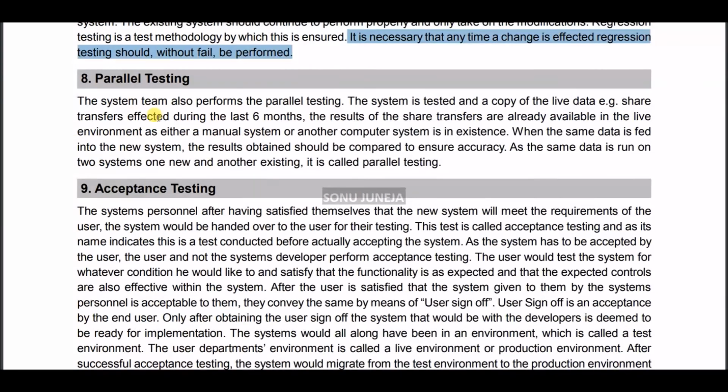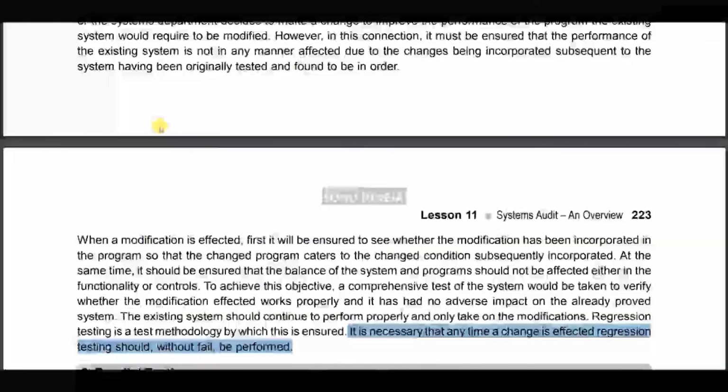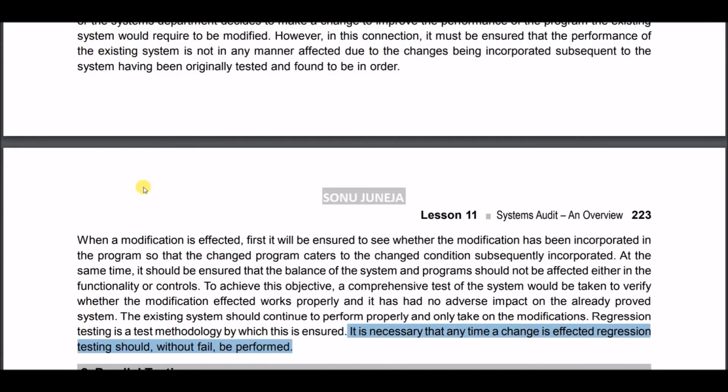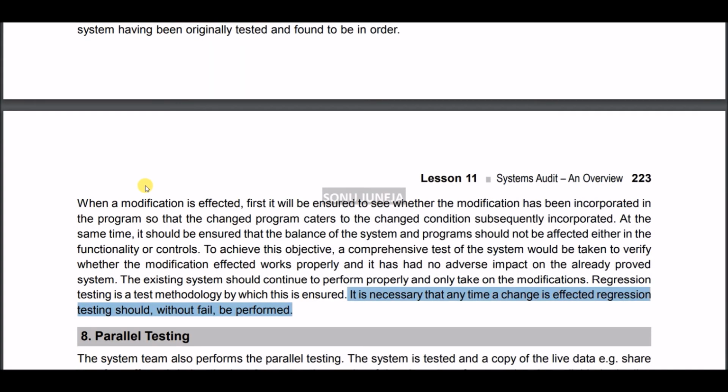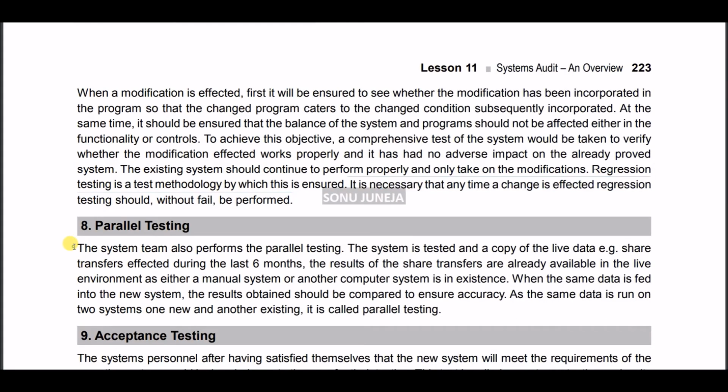Regression done, then you have the parallel testing. So changes incorporated, then after incorporating you have to run it accordingly. Functions are the same as it was doing earlier. Changes are adapted not just within a specific module, but with respect to every module which such module relates to. Then you have the parallel testing. Okay, we perform the parallel testing.